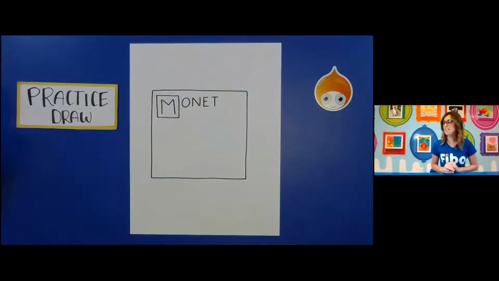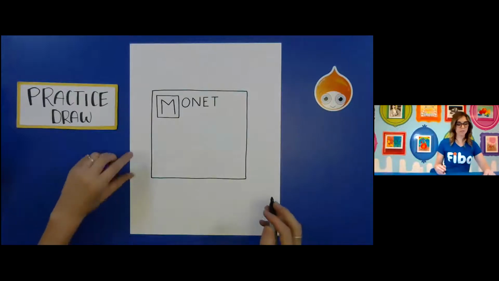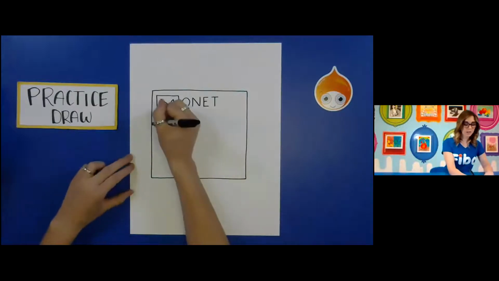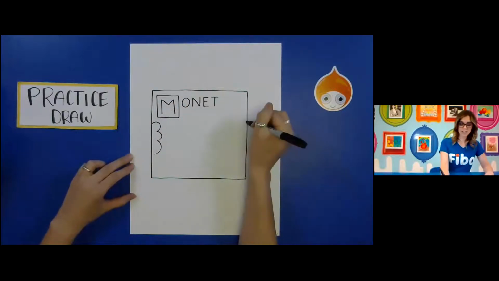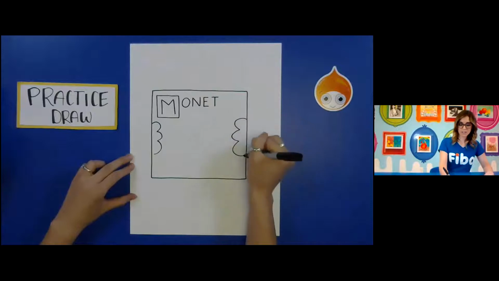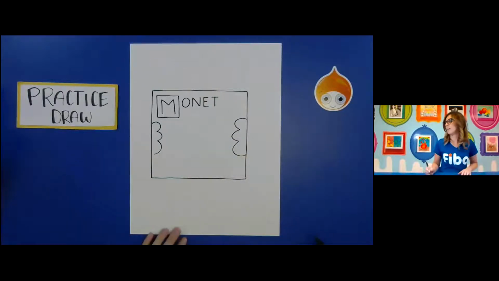For our next step, we need to draw some bushes. So on the left side, we're going to draw 3 curved lines, and 3 curved lines on the right.